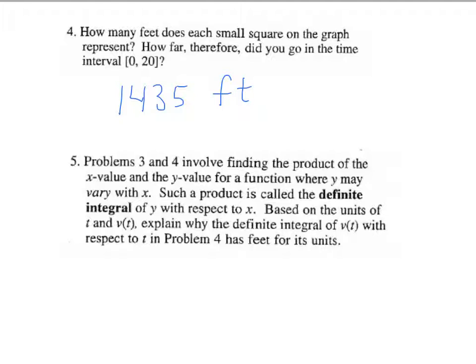Going down to number 5, they mentioned that what we did in the previous 2 problems is to find the product of the x value and the y value for a function where y may vary with x, meaning y is not constant. Okay, a product such as that is what we call the definite integral of y with respect to x. Based on the units, we did come out with feet, and we won't go into the rest of that because we already talked about it. So let's move on to number 6, where we see a similar problem, but it's got a few differences.